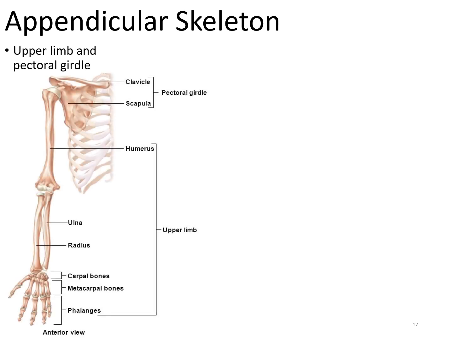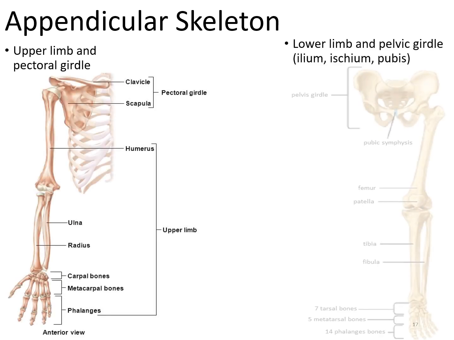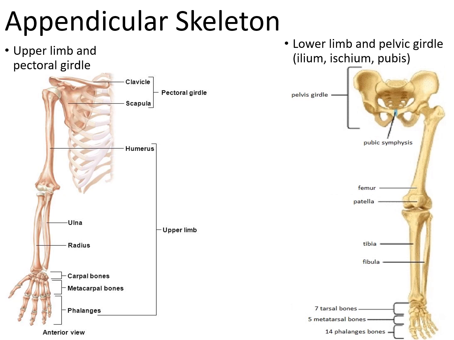So we've done the axial skeleton, which is the bit in the middle. Now we're going to do the appendicular skeleton, like our appendages, that's our arms and our legs. So the upper limb and pectoral girdle, and the lower limb and pelvic girdle. So the upper limb, I'll just draw on these things here.